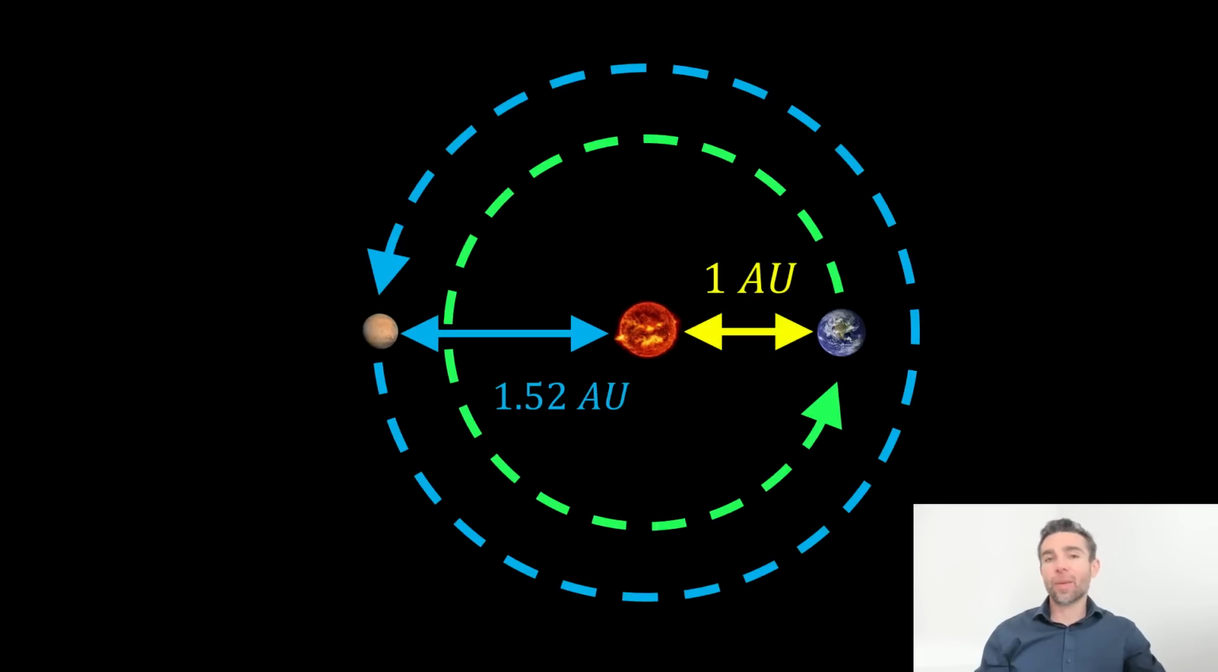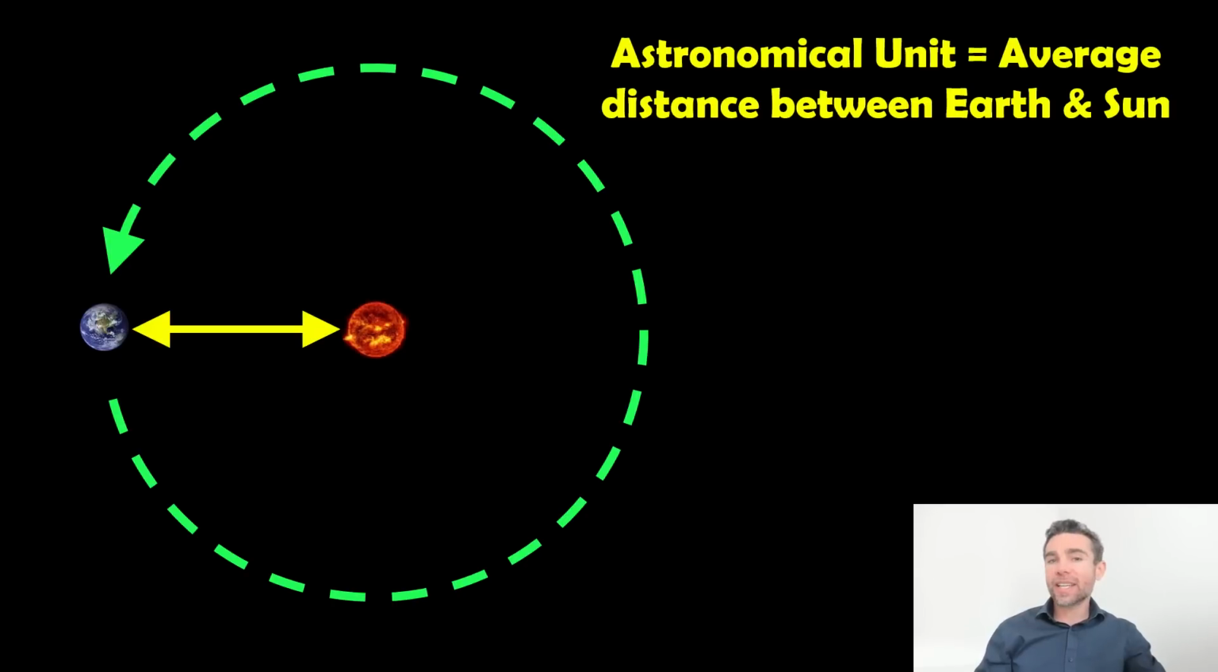My name is Phil and I'm a senior lecturer in astrophysics at the University of Lincoln, and I want to use this video to explain how we actually calculate what one astronomical unit is. So firstly, what is an astronomical unit? Well, it's the average distance between the Earth and the Sun.